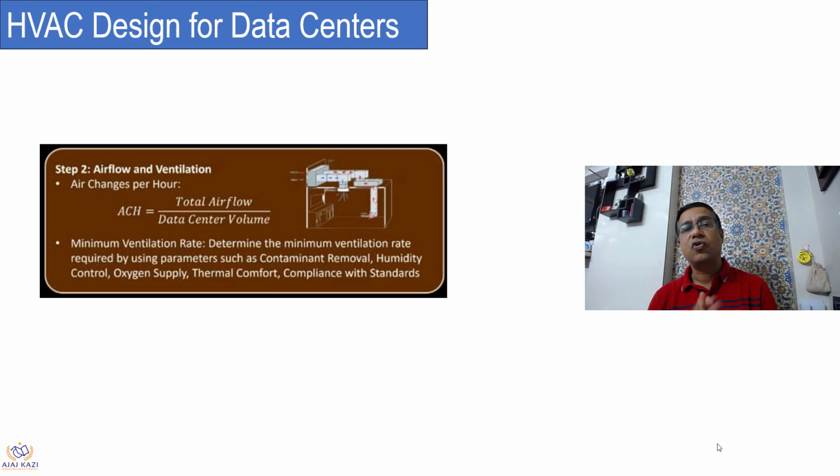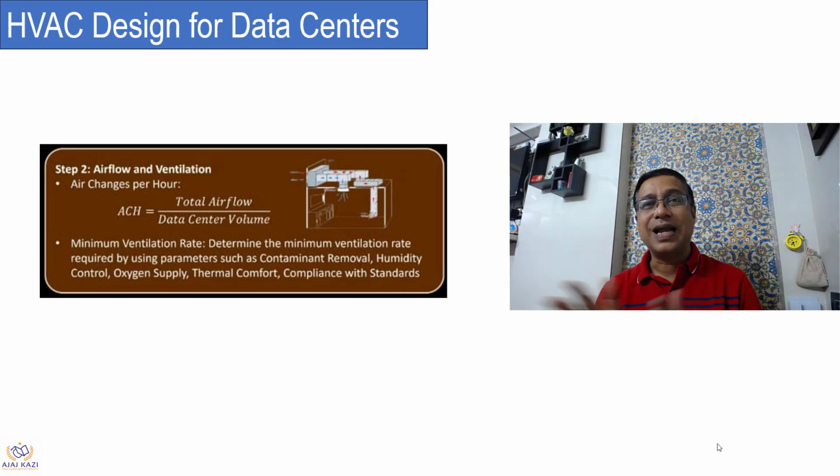Based on this, we should also decide the number of air changes. The number of air changes depends obviously upon the volume, the contaminants, the filtration level, the oxygen supply, the thermal comfort, and a lot of other aspects. But we must be very clear about the airflow rate and the ventilation requirement of the data center.